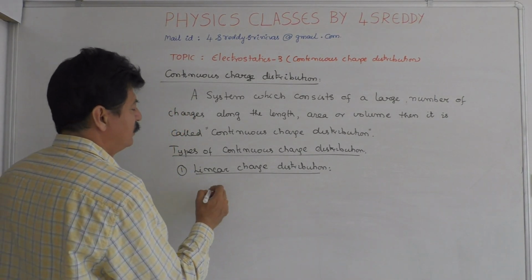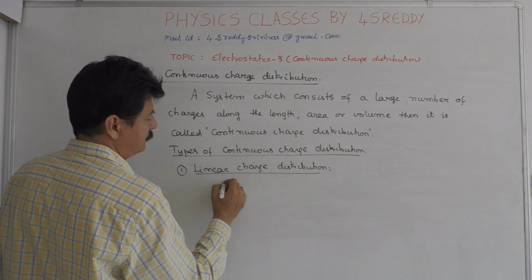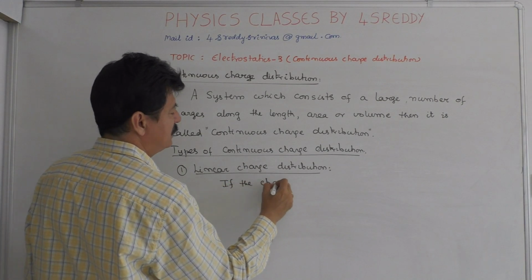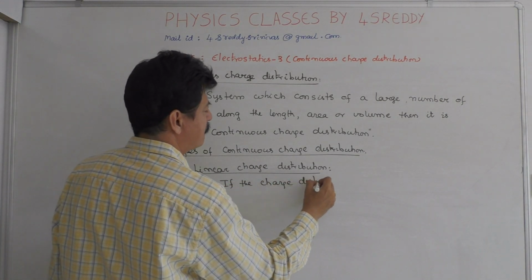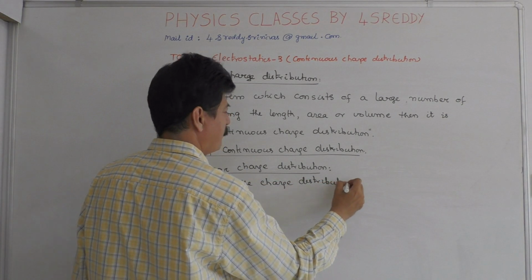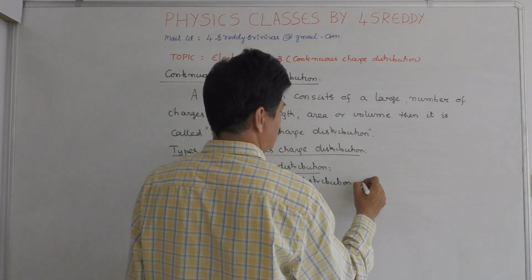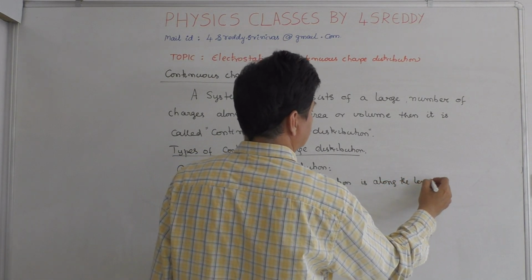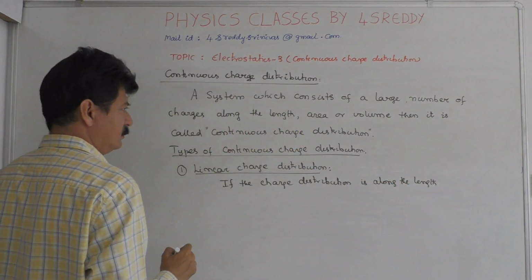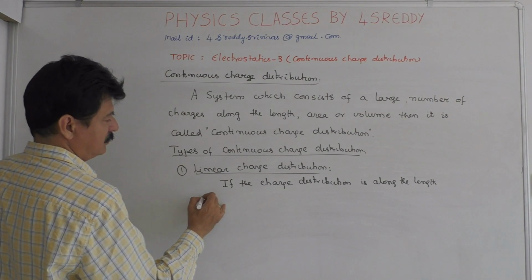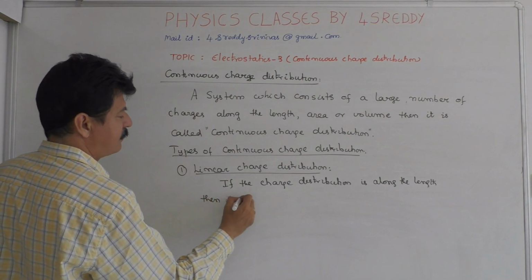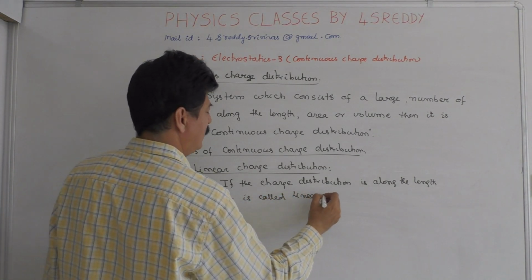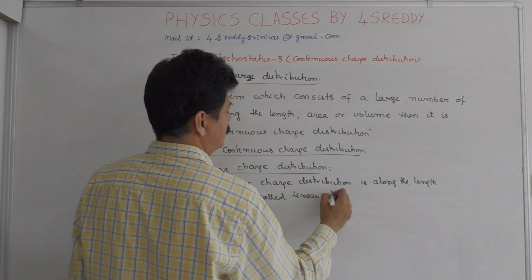That is, if the charge distribution is along the length, then it is called linear charge distribution.